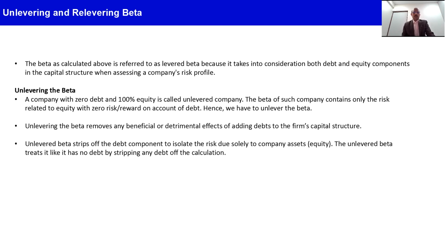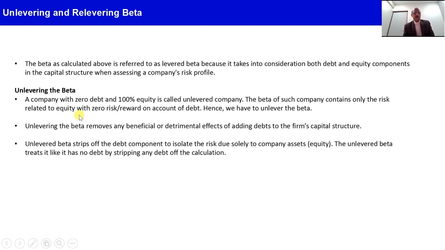Now let's understand the concept of unlevering and relevering the beta. What is unlevering and relevering? Normally, when we calculate the beta from the market, it is always a levered beta because the market has both debt and equity components in it. Therefore, the beta calculated from the capital structure of the market securities always comprises the weightage of debt and equity.